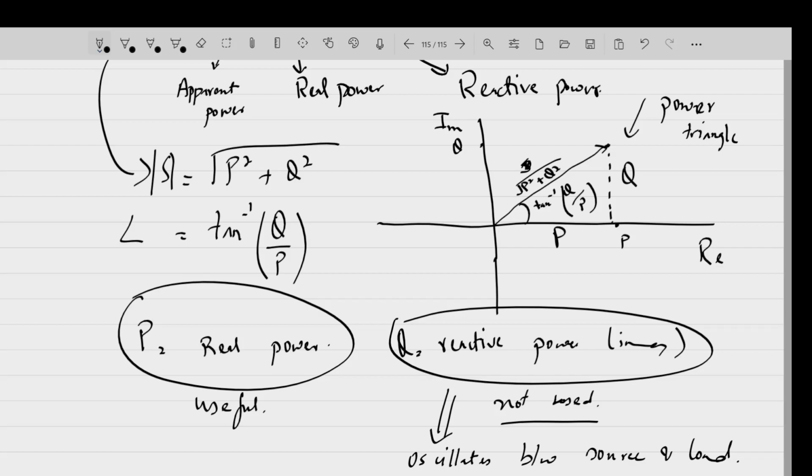Now S here is a vector quantity. Sir, can we find this reactive power? Yes, we can find the reactive power of a system.